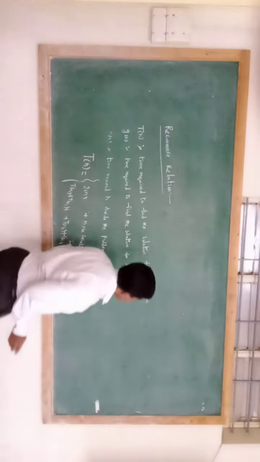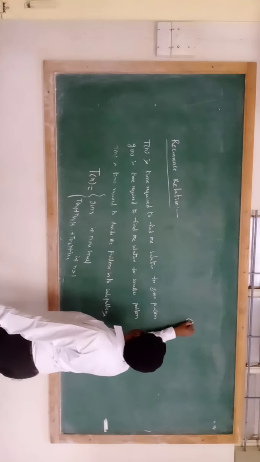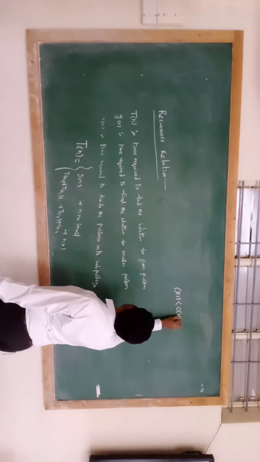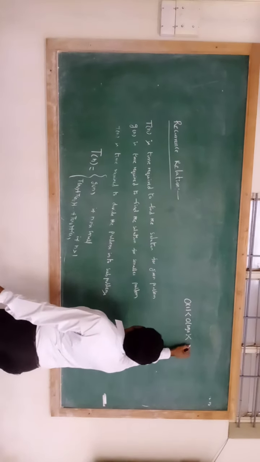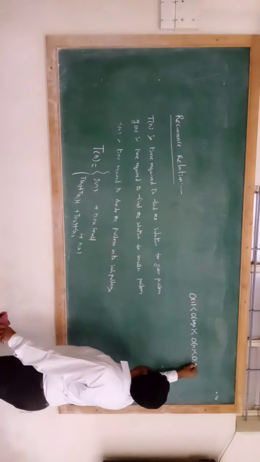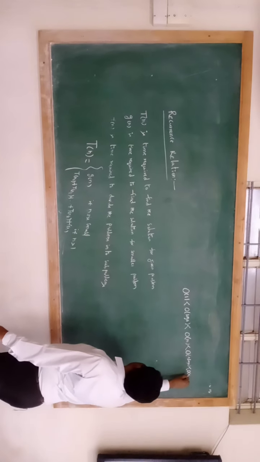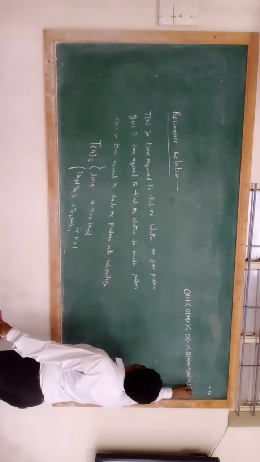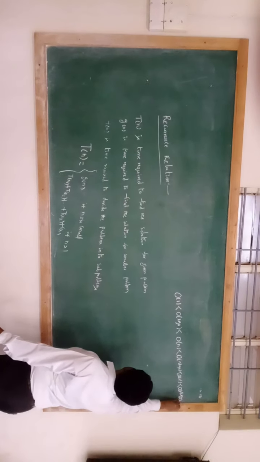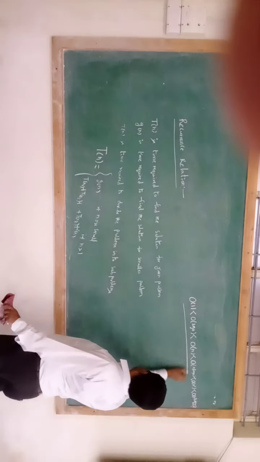So we know the relationship among the computing times: big O of 1 is less than big O of log n, less than big O of n, less than big O of n log n, less than big O of n square, less than big O of n cube, less than big O of 2 raised to n. So this is the relationship among the computing times.